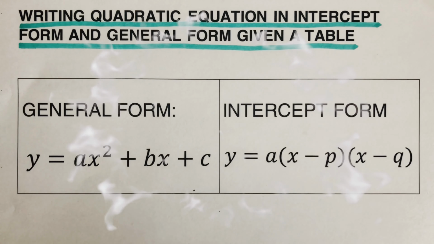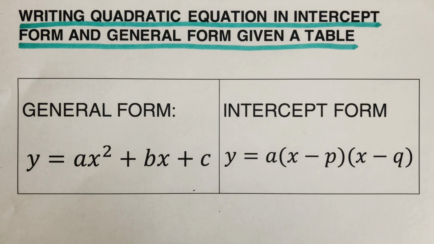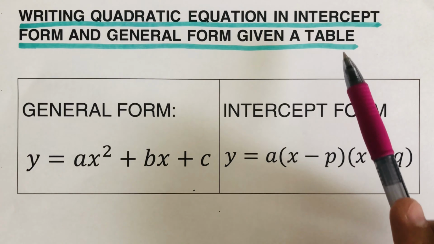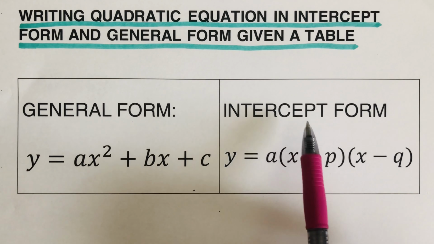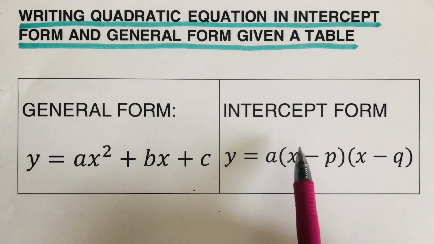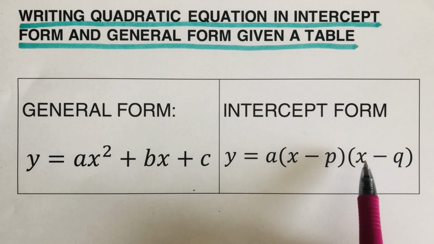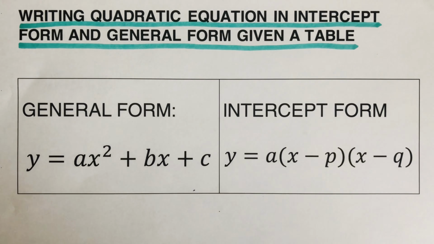Hello everyone, today we will be writing a quadratic equation in intercept form and general form when a table of values is given. So we have here the general form, y equals ax squared plus bx plus c. The intercept form is y equals a(x minus p)(x minus q). The p and the q here are the x-intercepts of the graph.